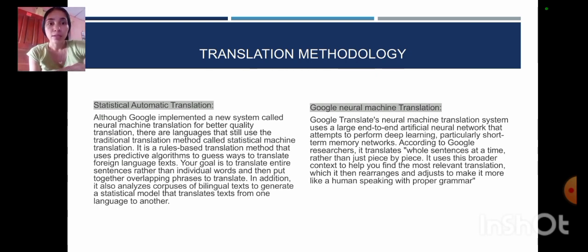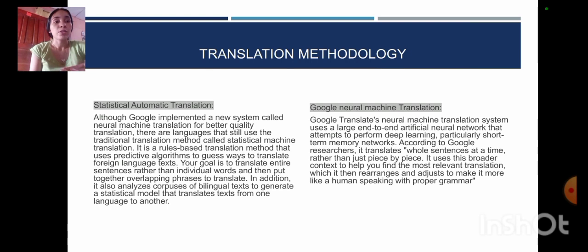Its goal is to translate entire sentences rather than individual words and then put together overlapping phrases to translate. In addition, it also analyzes a corpus of bilingual text to generate a statistical model that translates text from one language to another. And Google Neural Machine Translation.